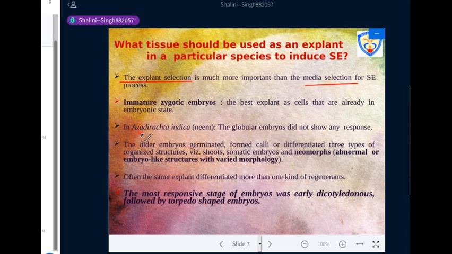In Azadirachta indica, commonly known as neem, the globular embryos did not show any response. The older embryos germinated, formed calli or differentiated three types of organized structures: shoots, somatic embryos, and neomorphs. Neomorphs are abnormal or embryo-like structures with different morphology. Often the same explant differentiated more than one kind of regenerant. The most responsive stage of embryos was early dicotyledonous, followed by torpedo-shaped embryos.